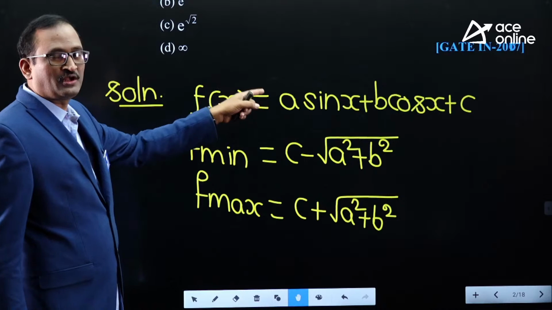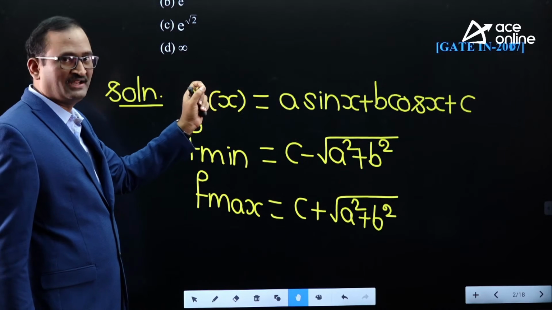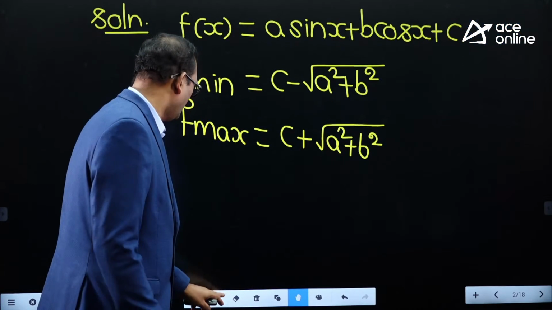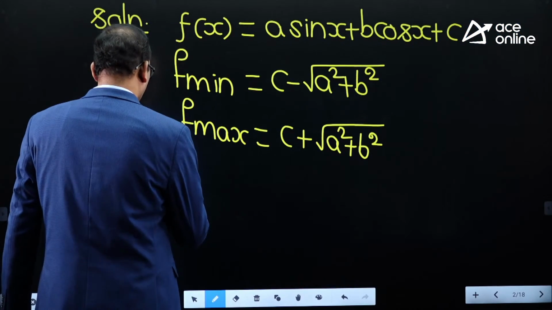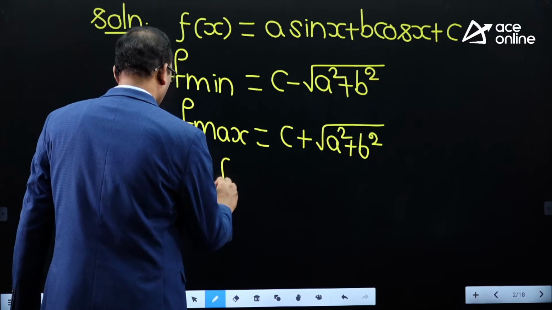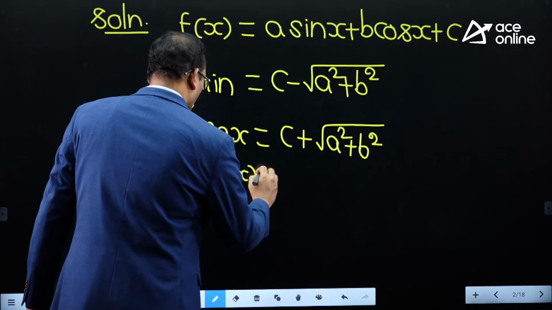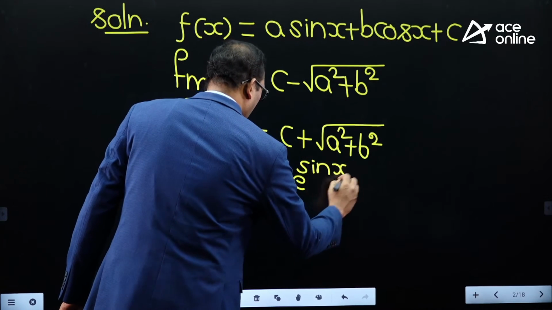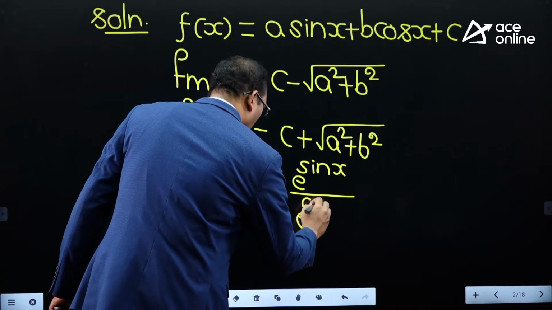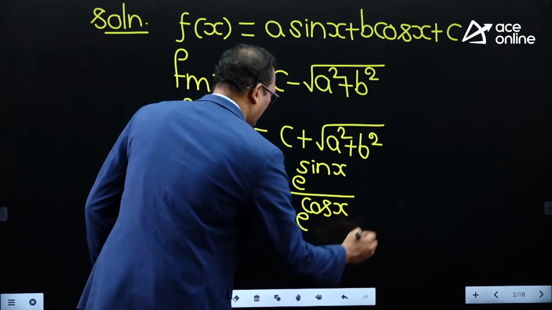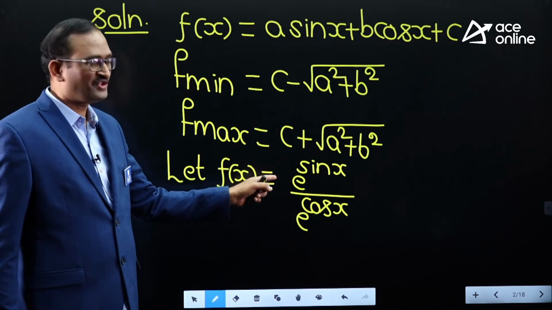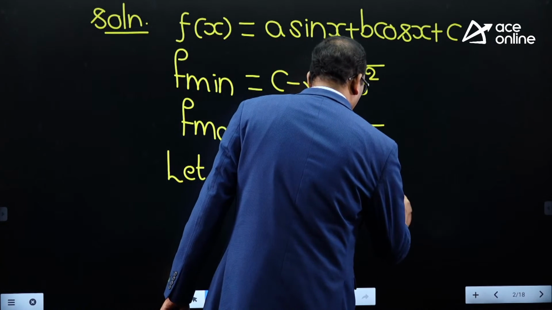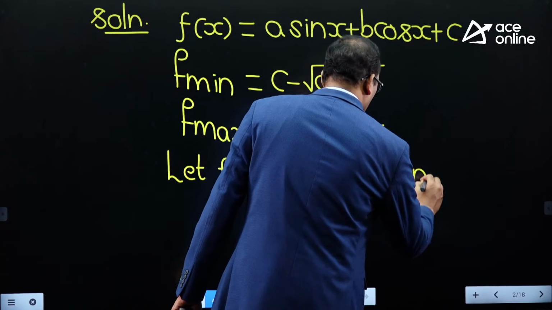We studied this formula in the lower classes, I mean 11th class or 12th class calculus. Now you observe. Take the given function, let it be f of x. What is that? e to the power of sin x upon e to the power of cos x. If e to the power of cos x goes to the numerator, then it becomes e to the power of sin x minus cos x.